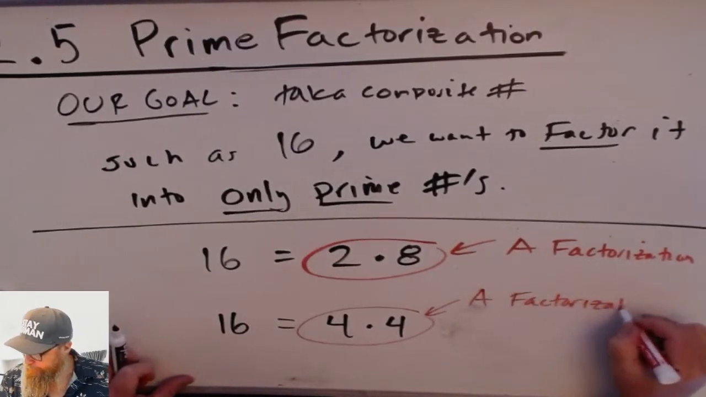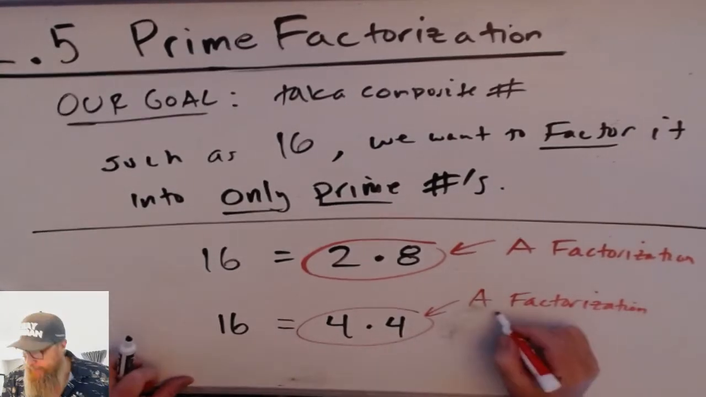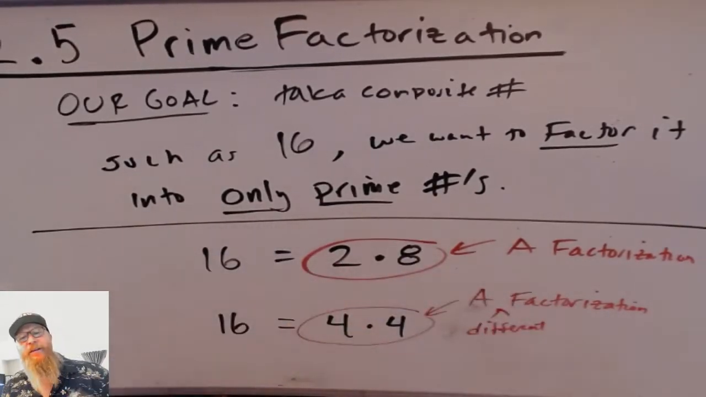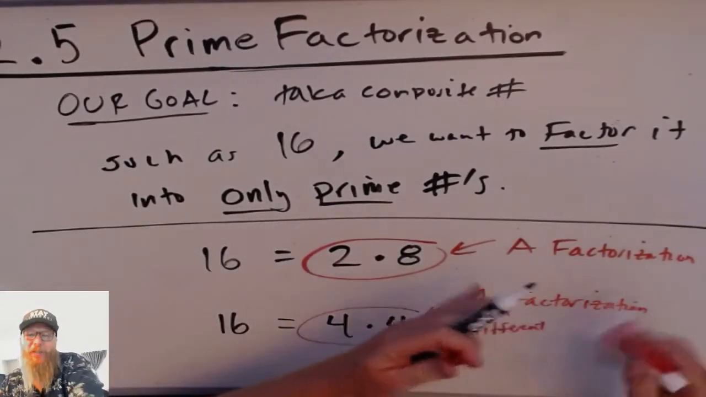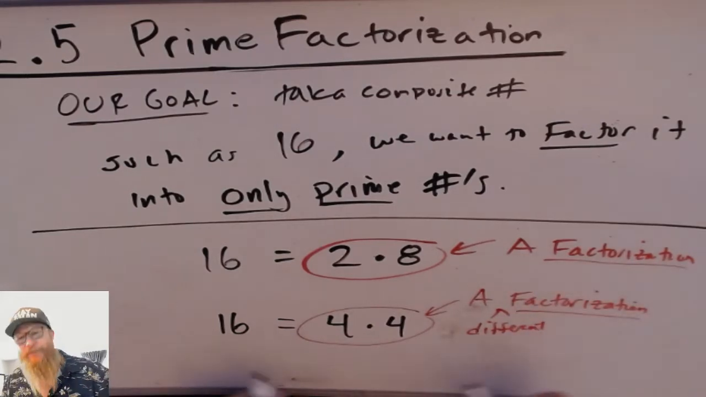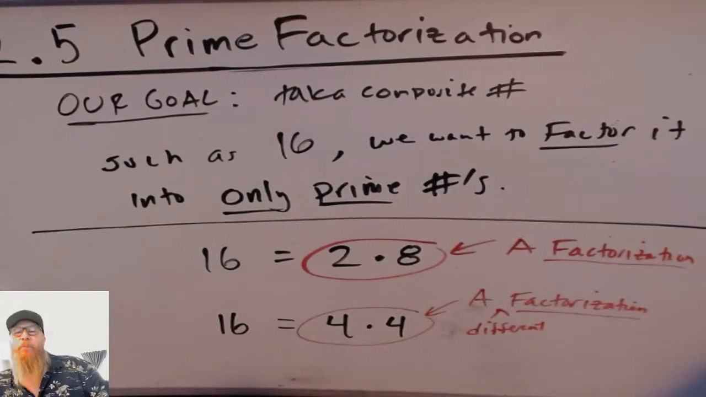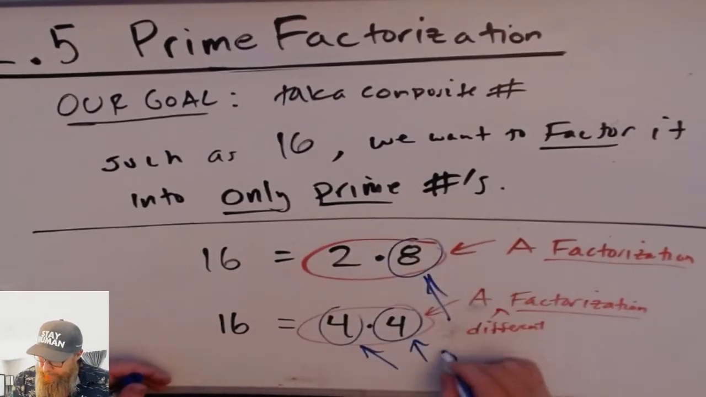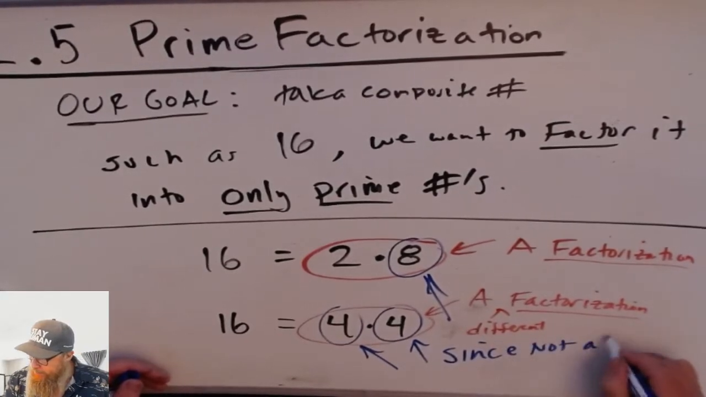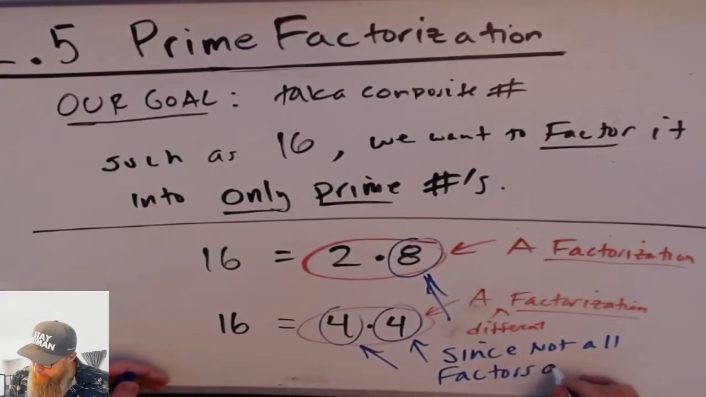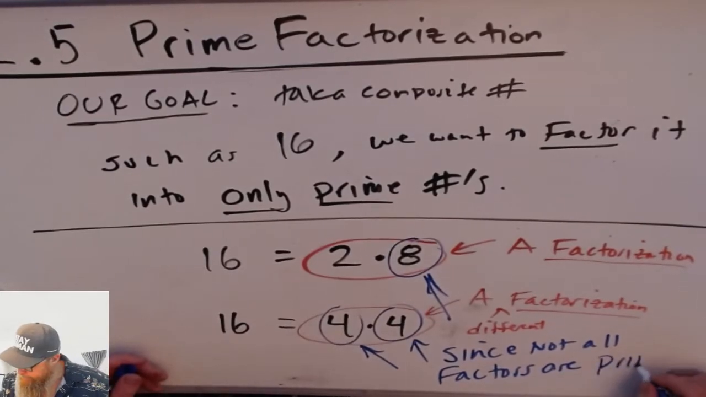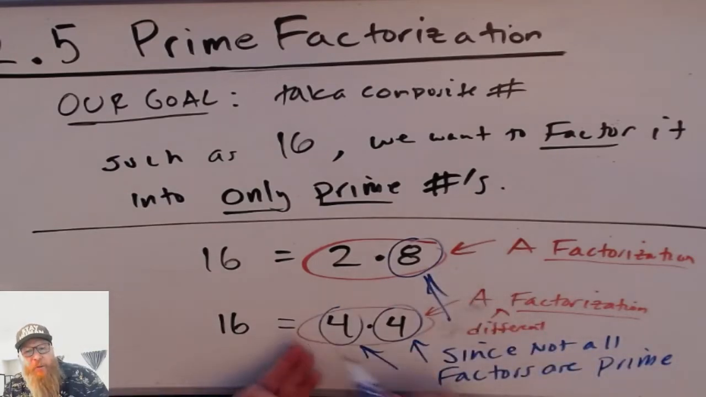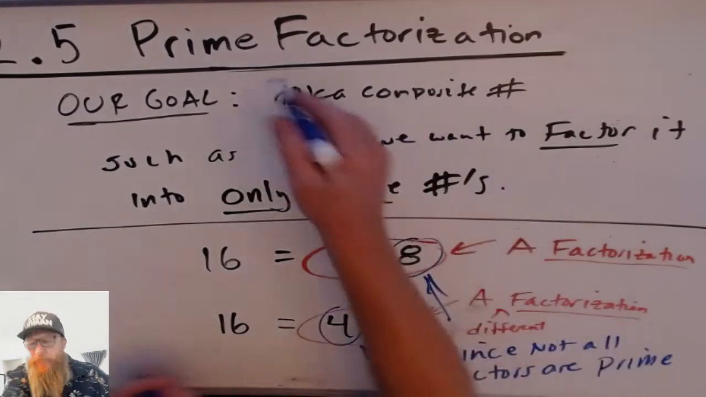It's a different factorization than the previous one, but these are still both considered factorizations. But they are not prime factorizations, since not all the factors are prime. 8 is not prime, 4 is not prime. This is not called a prime factorization.